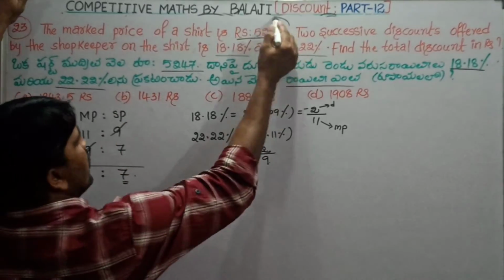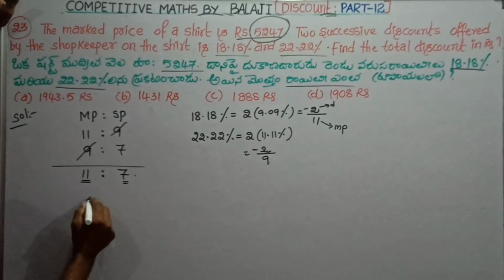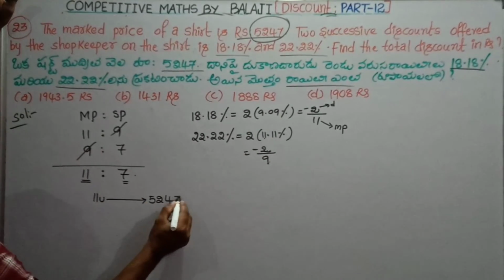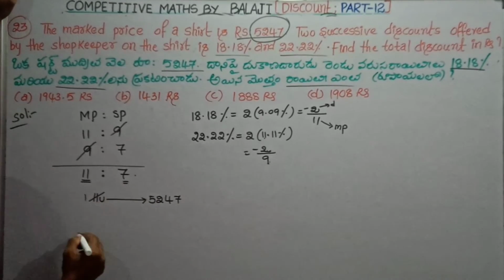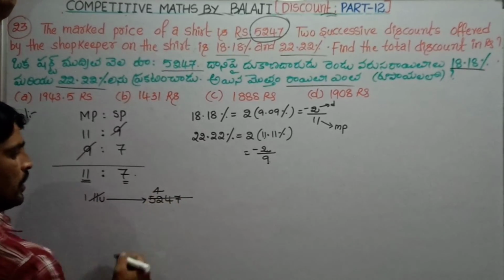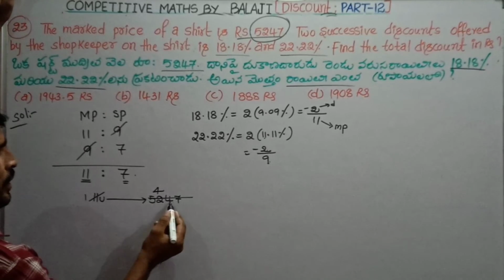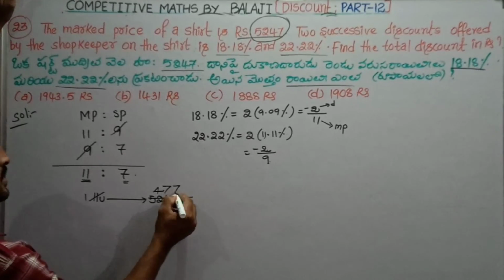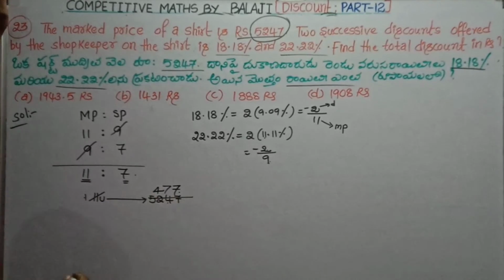But the market price of the article is given as 5,247. That is, 11 units value is 5,247. Then 11 ones are 11, 11 fours are 44, 6 to 8, 84, 11 7s are 77. Again, remainder is 77, 11 7s are 77. 1 unit value is 477.